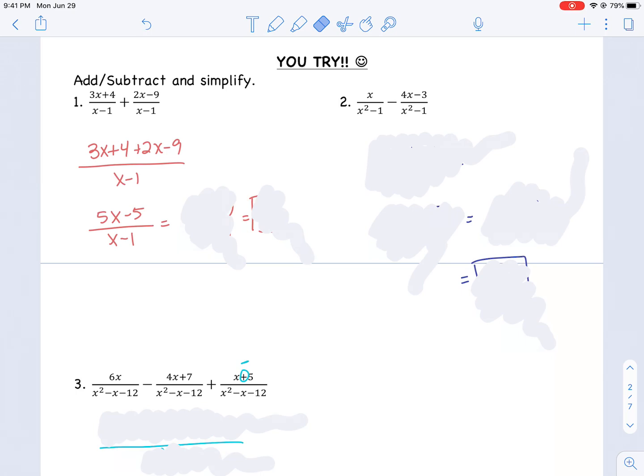If you can reduce, though, we need to reduce. I notice in my numerator that I can take out a GCF of 5. That leaves me with an x minus 1.